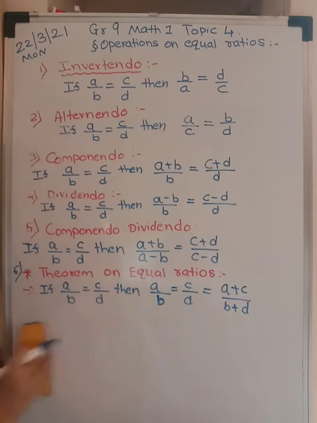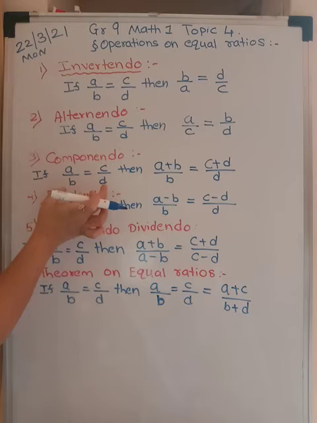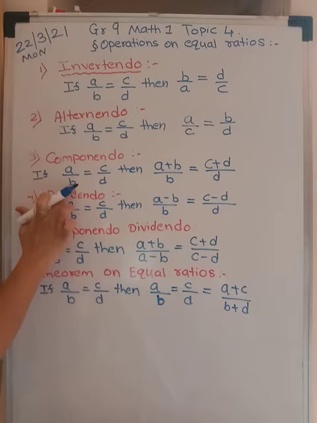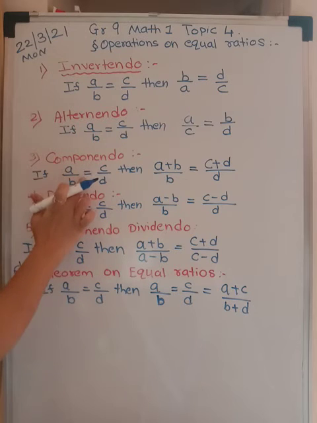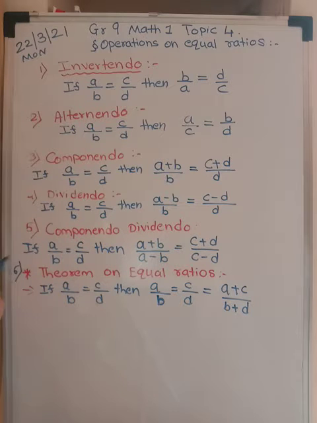Let's go for the next ratio. Now this is componendo. Componendo means what? If these two ratios are same, then if you add the denominator to the numerator of the first ratio, that will be same as adding the denominator to the numerator of the second ratio as well. Let us take an example. We will stick to the simple ratios. For example, 2 by 4 is equal to, we can say, 3 by 6. This is also 1 by 2, this is also 1 by 2.